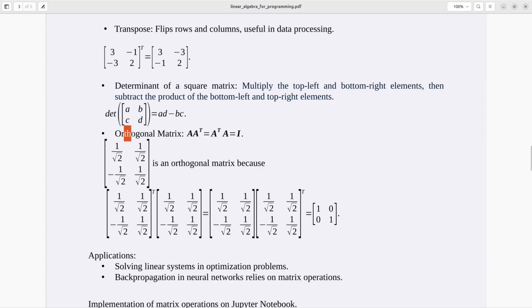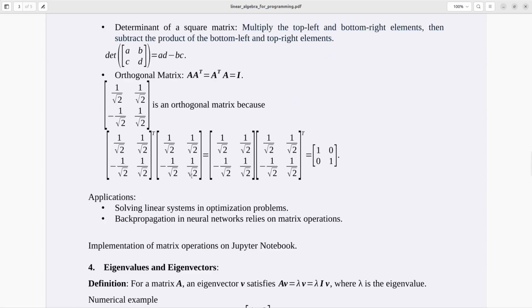And the orthogonal matrix has a property like this one. Not all matrices are orthogonal. An orthogonal matrix has to satisfy this condition: A times A transpose equals A transpose times A equals I, okay? If we have this property, then we say that this A is really an orthogonal matrix, so we can see this example, which is an orthogonal matrix.